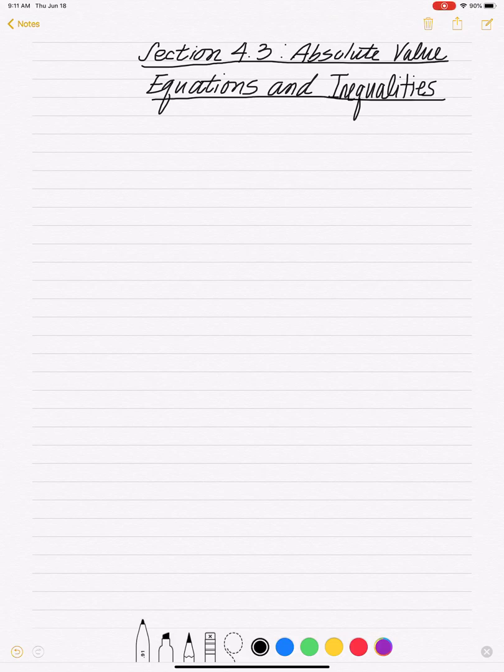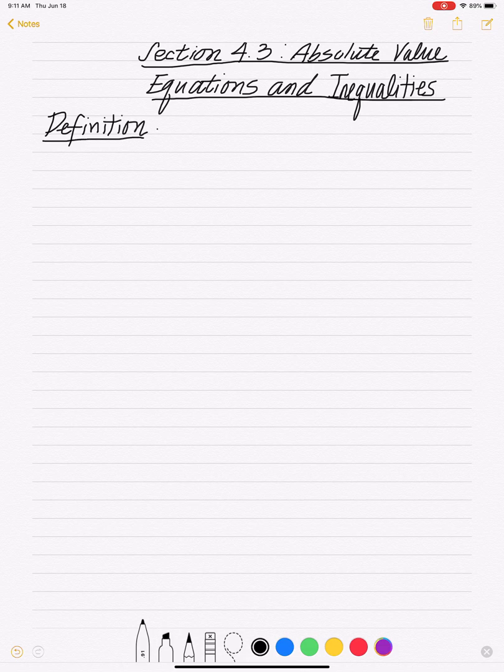So here we're going to begin section 4.3, which is about absolute value equations and inequalities. Absolute value equations and inequalities. So we want to start off by defining what is absolute value. Hopefully you've encountered it before. We're going to give a common definition given in college textbooks.